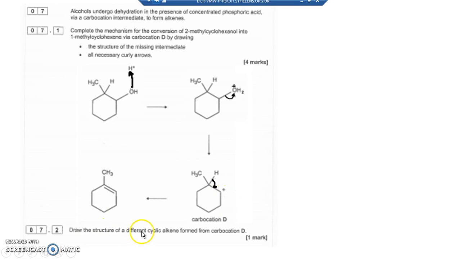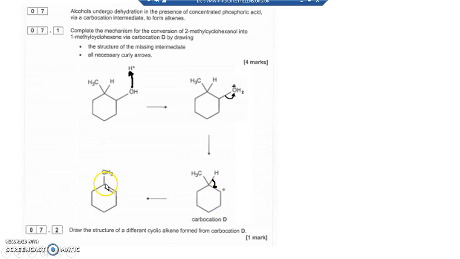Draw a structure of a different cyclic alkene formed from D. So formed from D, how could that work? Well, what could actually happen is, instead of this H breaking off here, why doesn't one of the H's here break off? So there's no reason why that H should break off from this carbon. We've got another carbon to the other side of the carbocation, the plus charge, here. So there's no reason why one of the H's here and H here couldn't break off. That H could stay, and one of these H's could break off and form a double bond here instead.